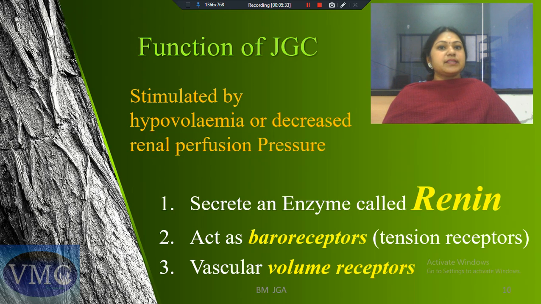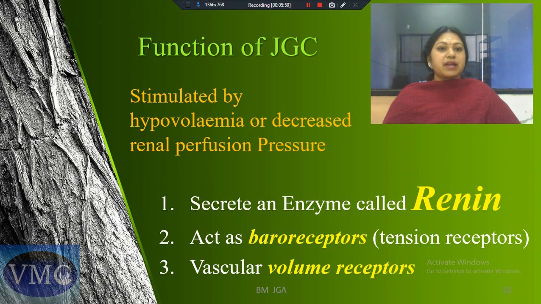So whenever there is a decrease in the BP or decrease in the volume in the extracellular compartment, then this is the stimulus for the information to go to the kidney to stimulate your renin secretion. So this is stimulated by hypovolemia, a decrease in the renal perfusion pressure, and because the renal perfusion pressure goes down because of the hypotension. So in response to this, they secrete an enzyme called renin.